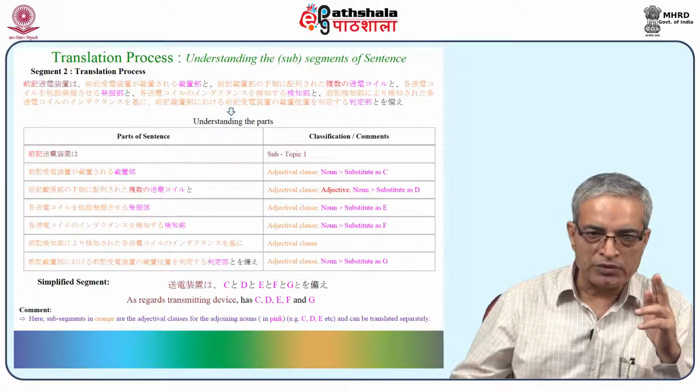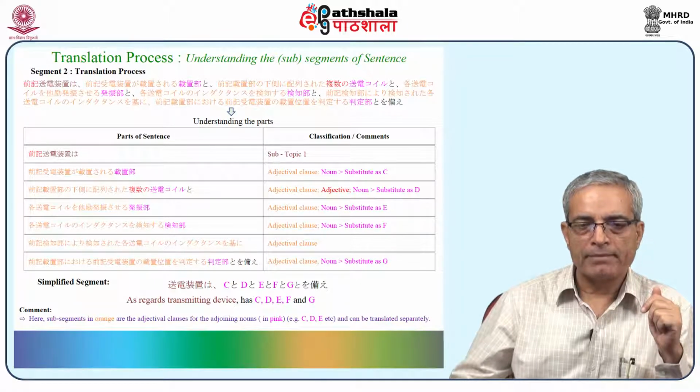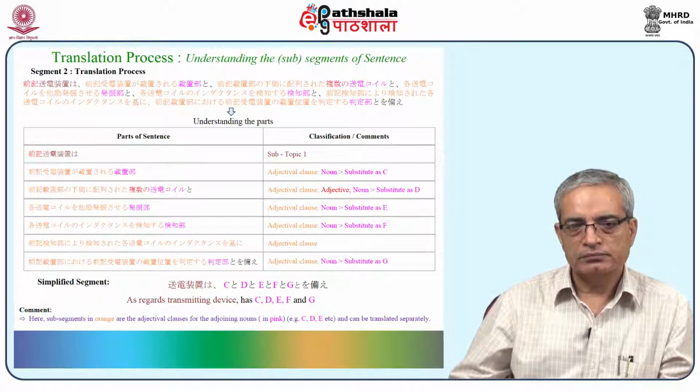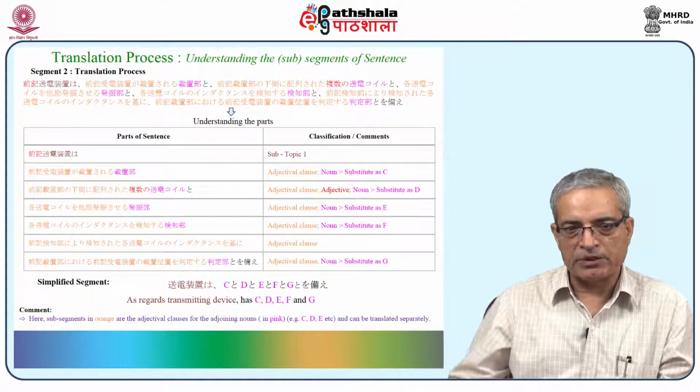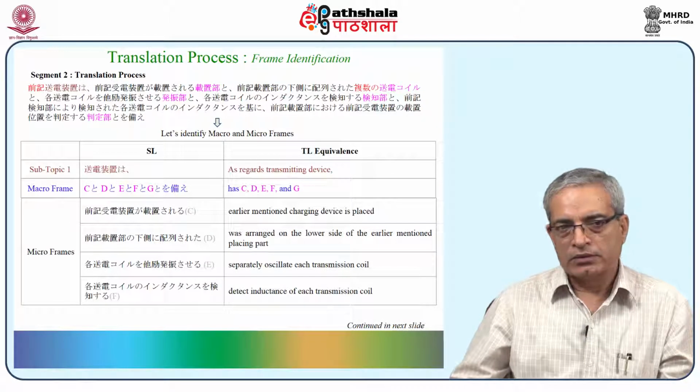Yes, Surabhi, can you read the comment here? Here, sub-segments in orange are the adjectival clauses for the adjoining nouns in pink, for example C, D, E, etc., and can be translated separately. Okay, so we don't have to take the burden of this, it can be translated separately.